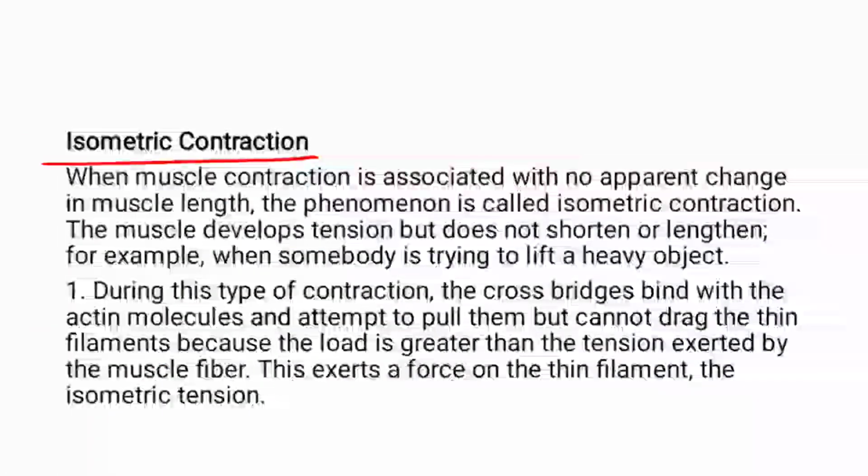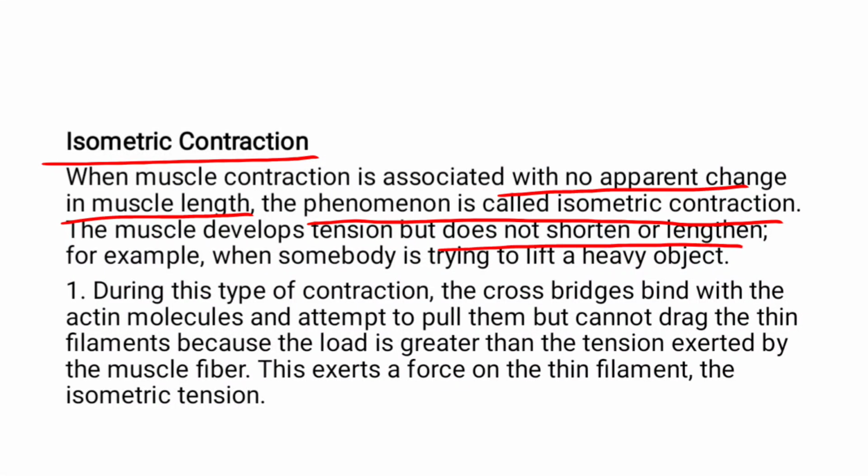Isometric contraction. When muscle contraction is associated with no apparent change in the muscle length, the phenomenon is called isometric contraction. The muscle develops tension but does not shorten or lengthen. For example, when somebody is trying to lift a heavy object.